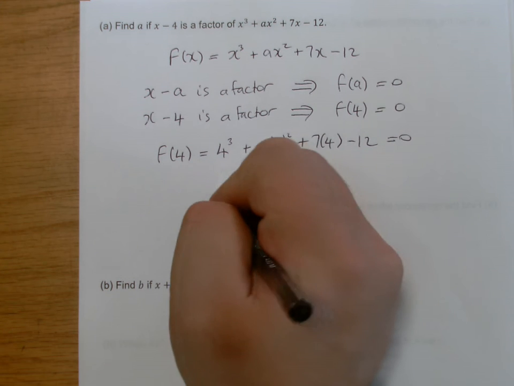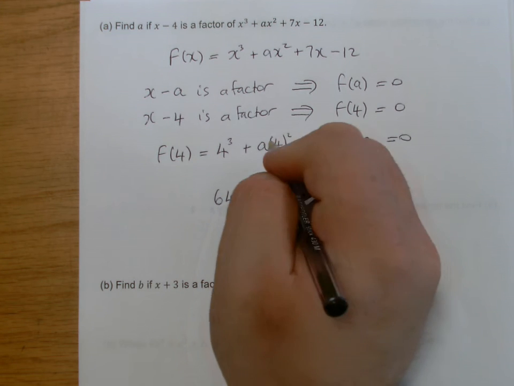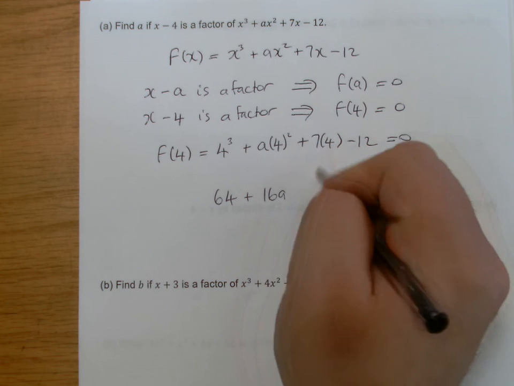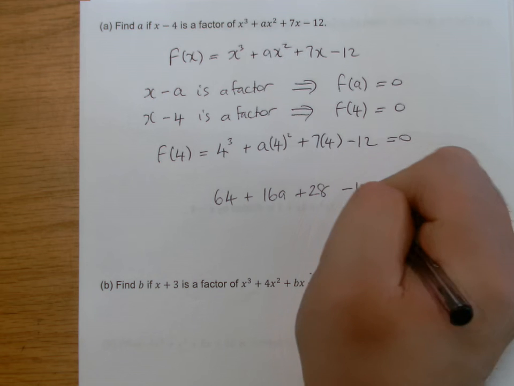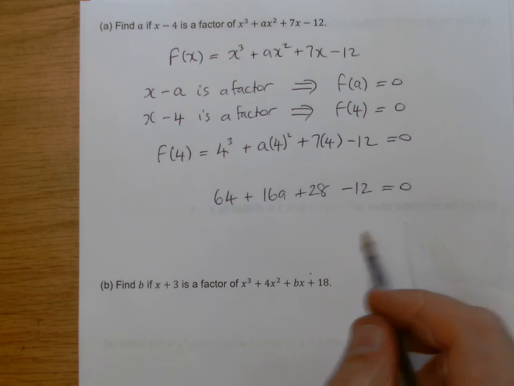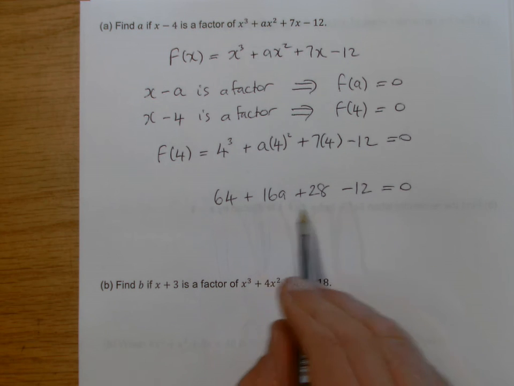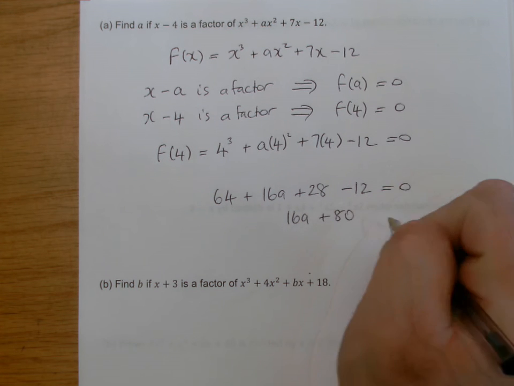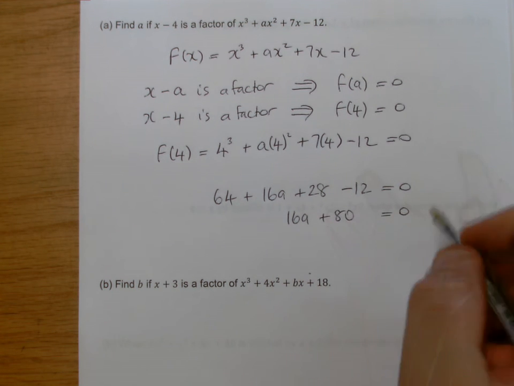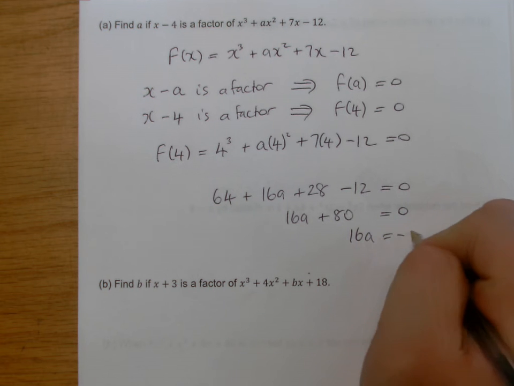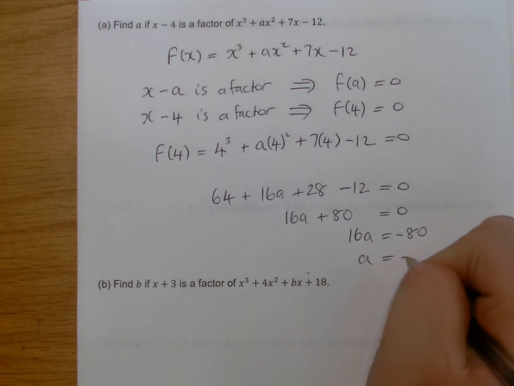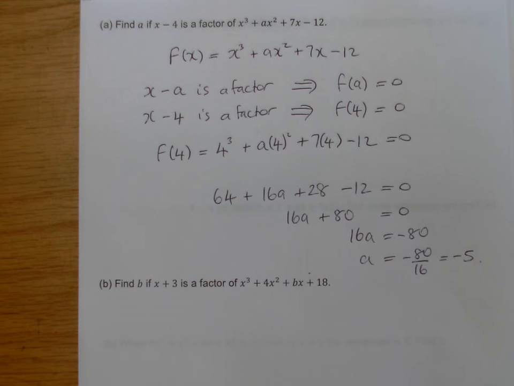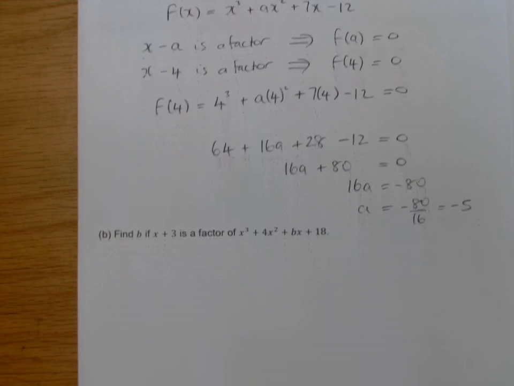Now I know 4 cubed is 64, 4 squared is 16, so 16a, 7 times 4 is 28, minus 12 equals 0. Okay, so we've got a little bit of calculations to do here. So I end up here having 16a plus 80 is equal to 0. And if you take that 80 over to the side, 16a will be minus 80, and then a will be minus 80 divided by 16, which is minus 5. Okay, so we've got a value there for a. Let's go on to the second one.